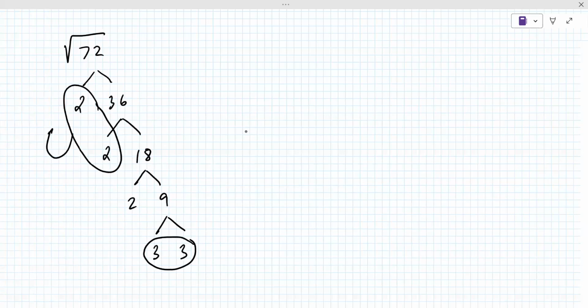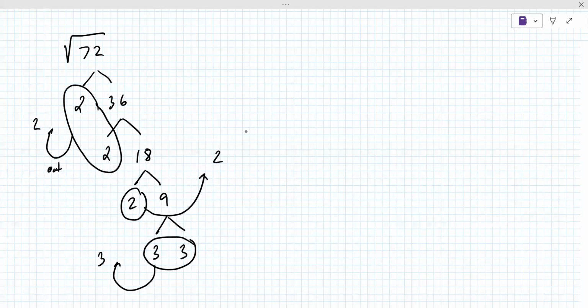So a 2 is coming out and a 3 is coming out. What's staying on the inside? If there's nothing to pair it with, it's going to stay on the inside.